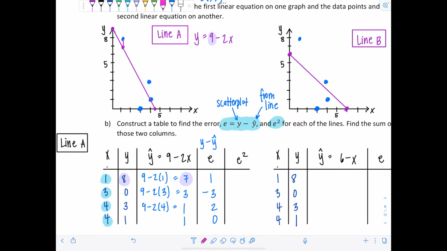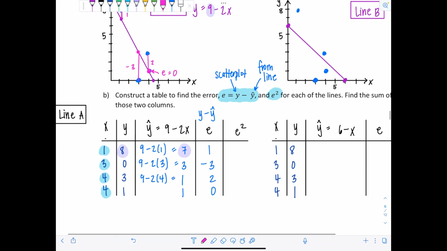This is error, right? There's 1. This is error, -3. No, that one's not -3. Excuse me, this one's -3. This is error. This is error of 2. And then this one's actually on the line, so that's why the error is 0 right there. Okay.